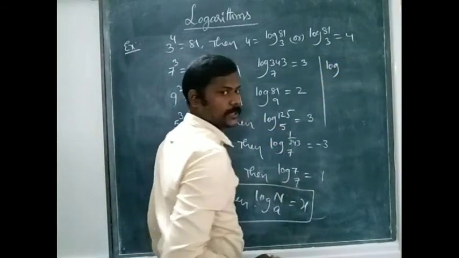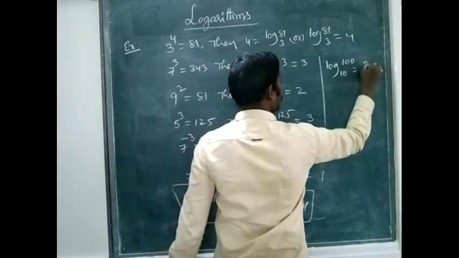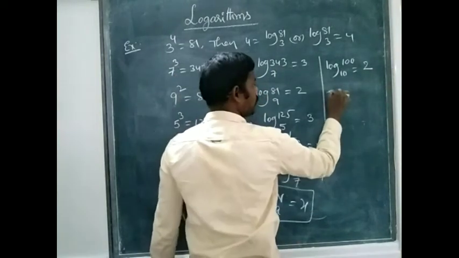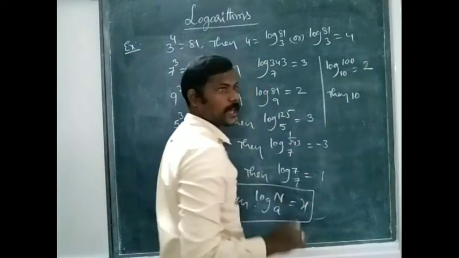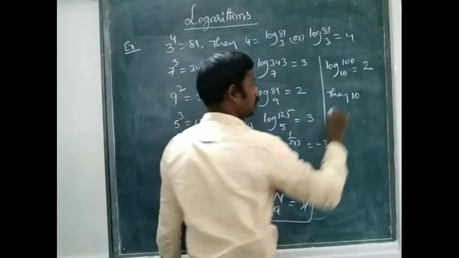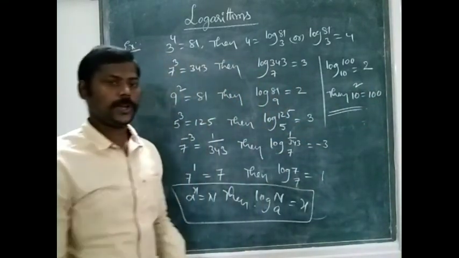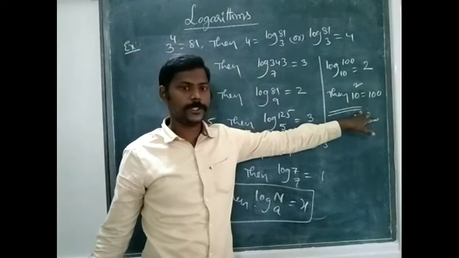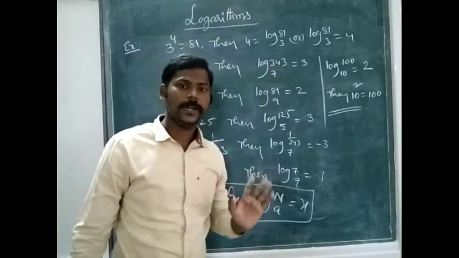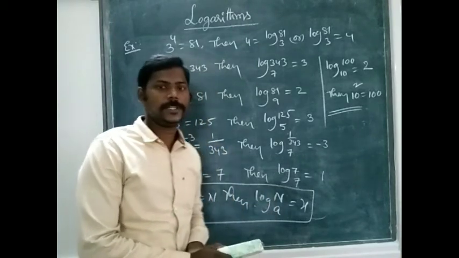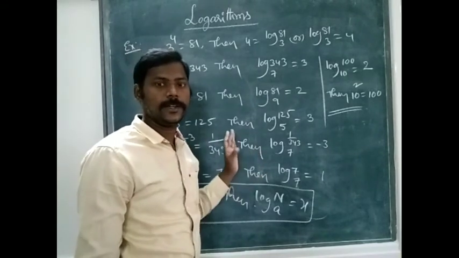For example, logarithm of 100 base 10 is how much? 2 is given. Then how to convert to exponent: the base is fixed, 10. Here interchange the logarithmic value, and 10 squared is equal to 100. This is the way to convert logarithmic into exponential form, and exponential form into logarithmic form. Is it clear, children, all of you? Please note down the examples and how I have explained.